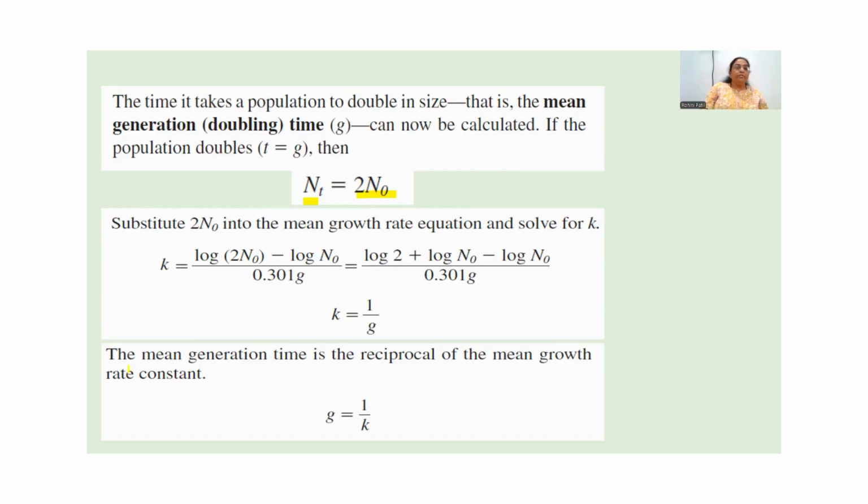The mean generation time is the reciprocal of the mean growth rate constant, that is g is equal to 1 by k. This is the growth rate constant, and this is the generation time. So the rate constant is inversely proportional to the generation time, and the generation time is inversely proportional to the growth rate constant.